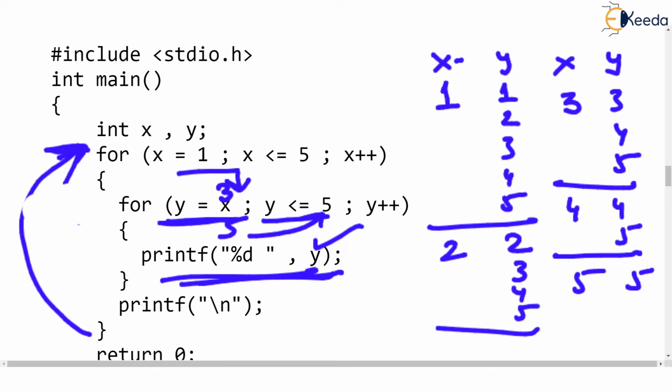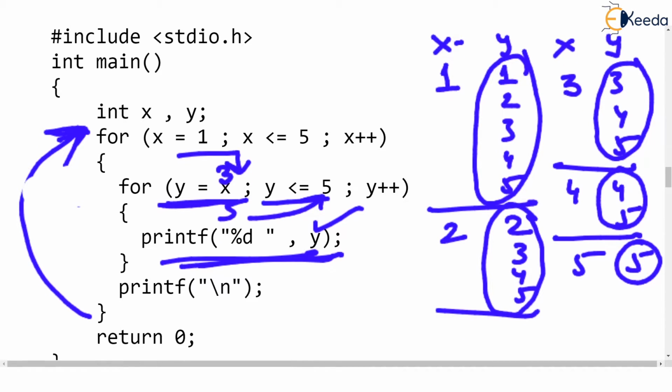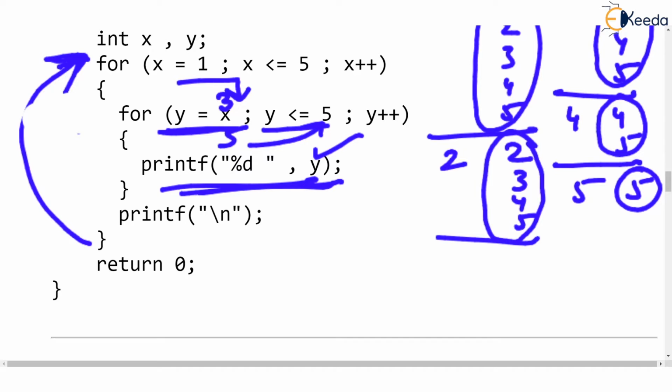That means the outputs are going to be 1 to 5, correct, on the first line, then 2 to 5 on the second line, then 3 to 5 on the third line, then 4 to 5 on the fourth line, and last line will contain 5. So the output will be 1 2 3 4 5, then 2 3 4 5, then 3 4 5, 4 5, and finally 5.